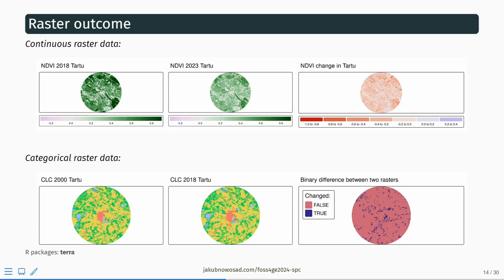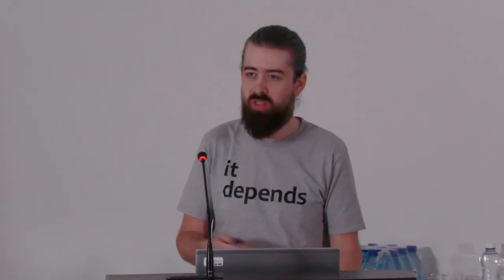But for categorical data, we cannot do that. We cannot subtract land cover categories. There are a few things we can do. One, probably the most basic thing, is just to calculate the binary difference, so whether there is a difference or not between those two dates. You can see that the differences are not clumped in one area, but spread all over the study area, which is probably some kind of information that we can use for some purposes.